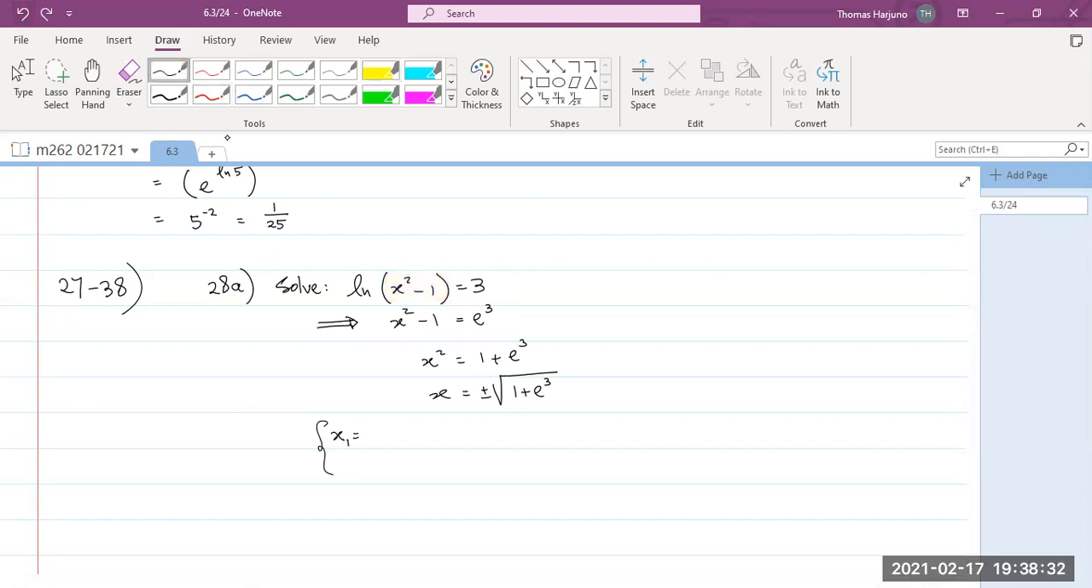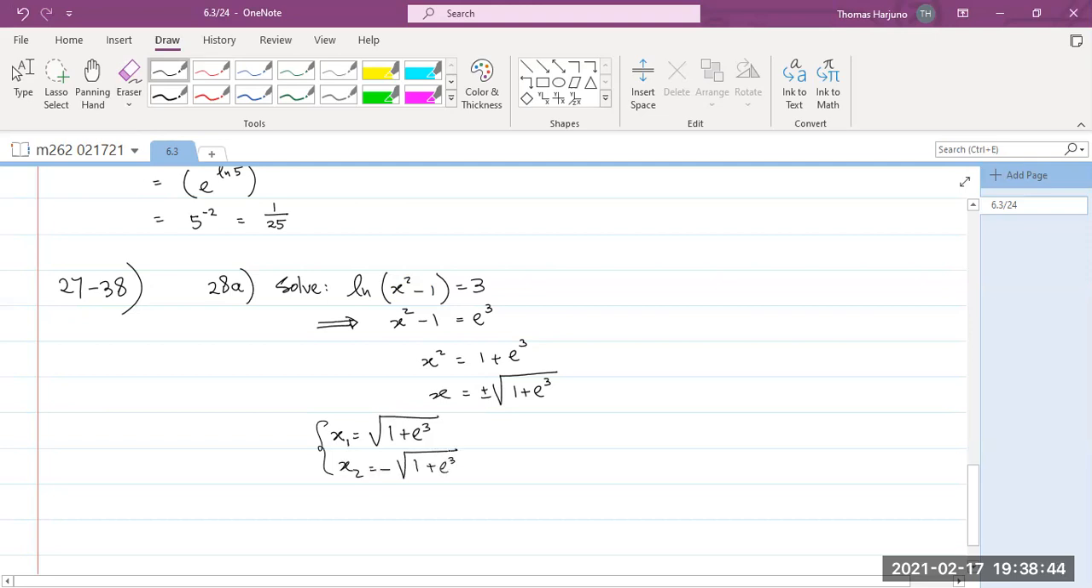So x1 is square root of 1 plus e cubed, while x2 is negative square root of 1 plus e cubed. Now, I didn't say that the solution has to be positive. The solution may be negative as long as the argument of log is positive. Keep that in mind. That's for number 28A. How about 28B?